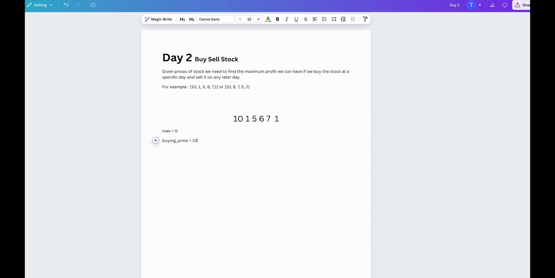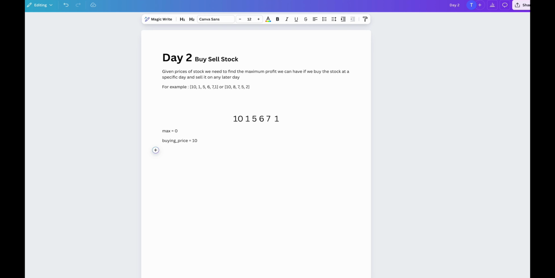Now we will iterate over the array. If we are iterating over the array till the end, or till the length of the array, that means the time complexity is going to be order of n, linear time. And considering we are not using any extra space to figure out the maximum profit, it is going to be order of 1, a constant space complexity.